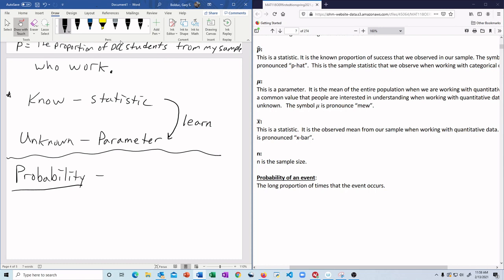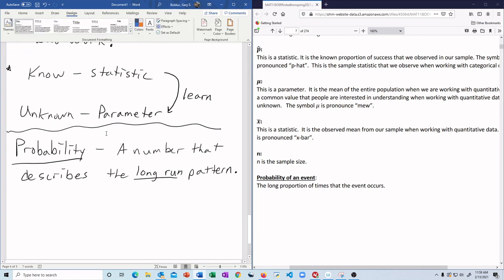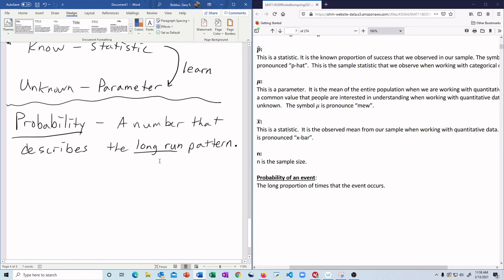What is the probability of a head on a flip? Well, it's a number, first of all. So we'll write that: a number that describes the long run, again, critically important, pattern. So the probability is a long run pattern. Okay, it's the long run proportion of times an event occurs. However you want to think about it, it's fine, but the key point is long run. So if I ask you what a probability of something means, you immediately need to go, well, if I do this thing many times, I expect this. That's what it should look like.